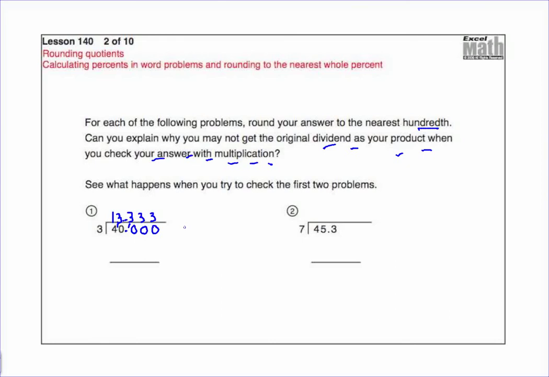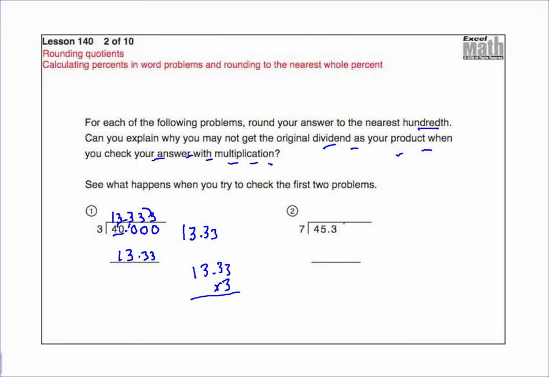And so we're going to round this to 13 point, oh, I think they want us to put it right down here, 13.33. Well, if I multiply 13.33 times 3, am I going to get 40? Of course not. I'm going to get 39.9999999. And that's because we rounded our answer. The answer is not really 13.33. That's just close to the right answer.